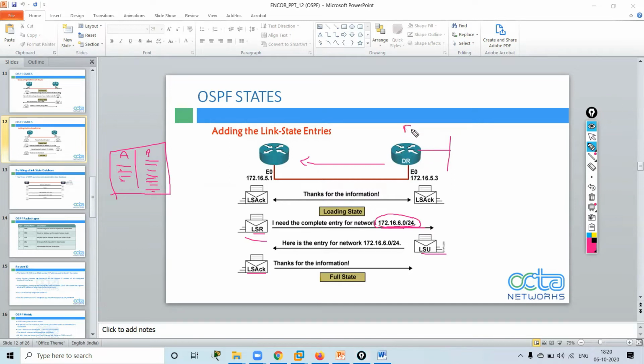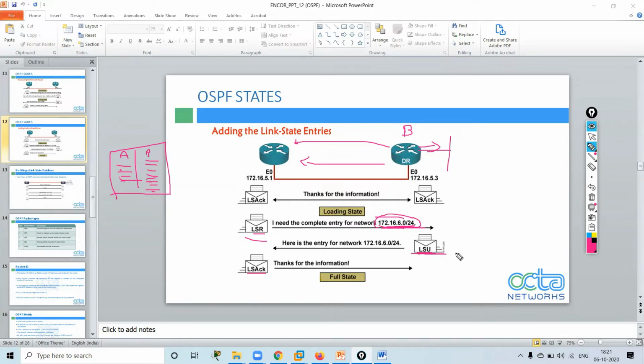Suppose I am on this router now, and 172.16.6.0 network is my LAN network. Okay, I have the information on B that if I want to reach this network, it is on my LAN. That information will be shared inside the DBD. So how will router A come to know where to go if it wants to reach this network? That information will be shared in the update packet, the LSU packet.